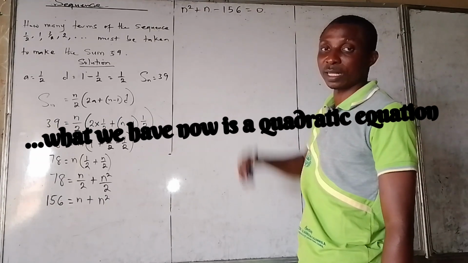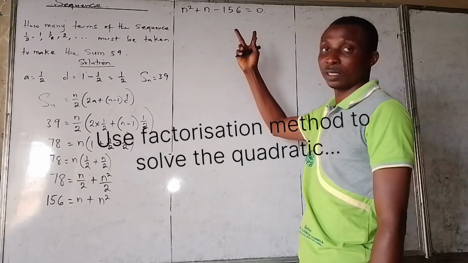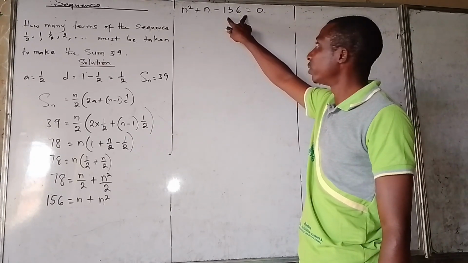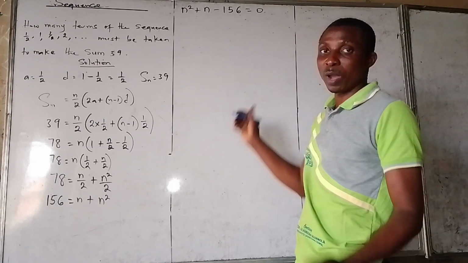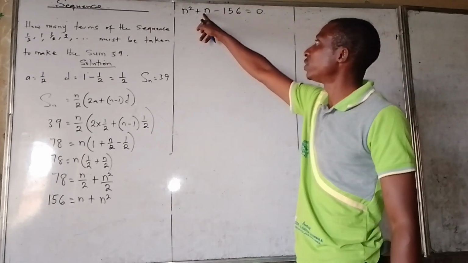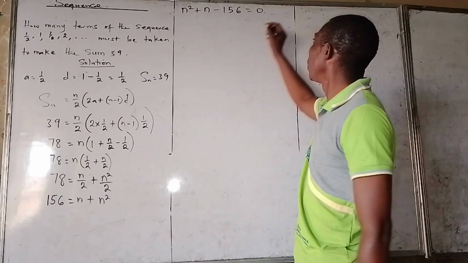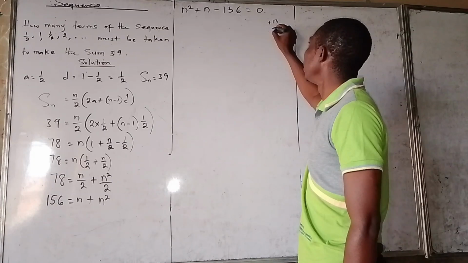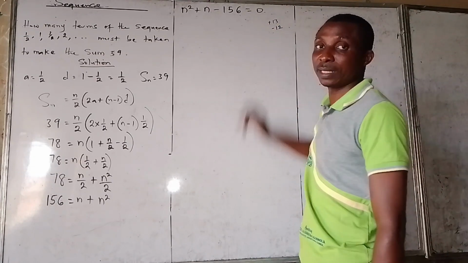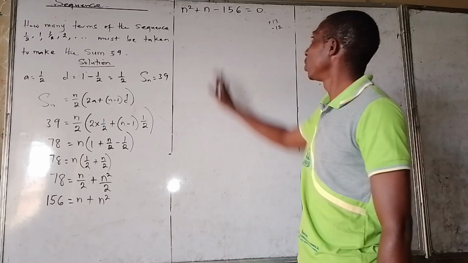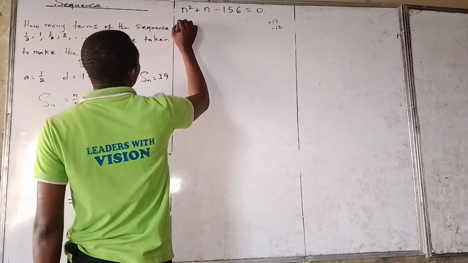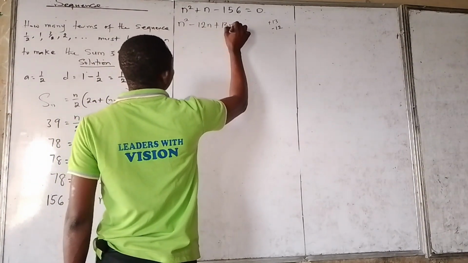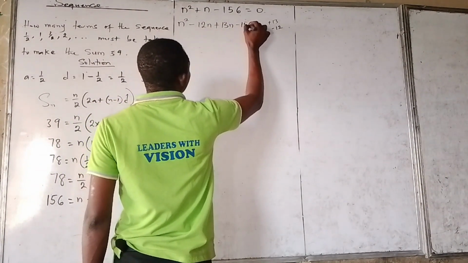Now let's use the factorization method. We need to get two numbers such that when you multiply them together, they give you minus 156, and when you add them together, they give you the coefficient of n here, which is 1. So the two numbers are plus 13 and minus 12. Okay, so that means this equation turns to n squared minus 12n plus 13n minus 156 equals 0.